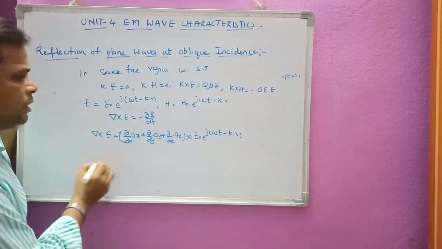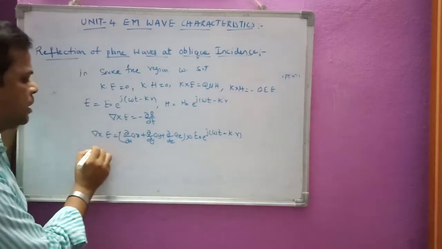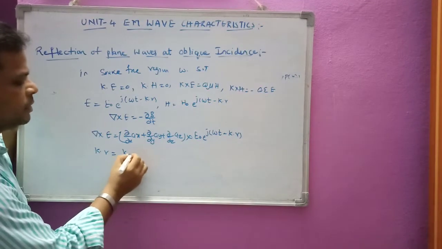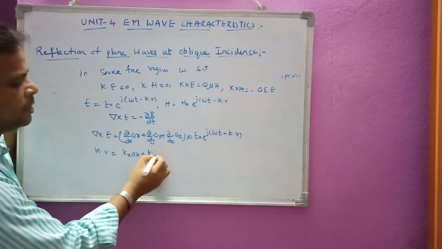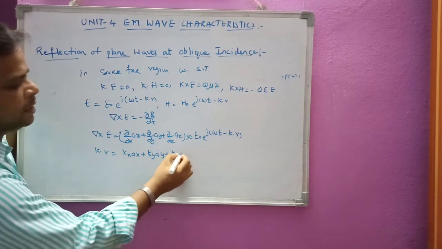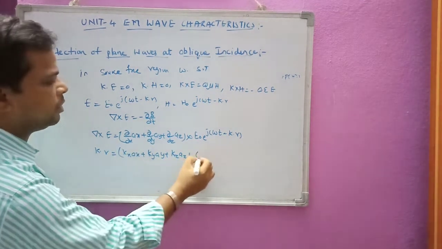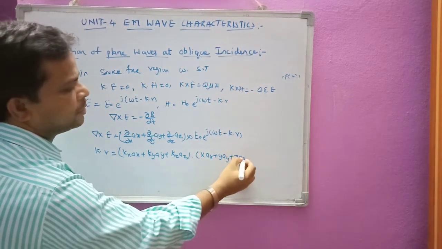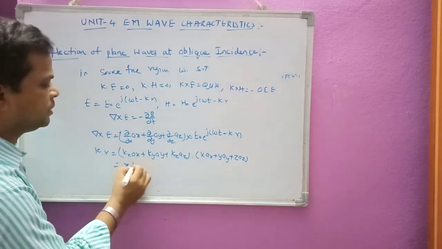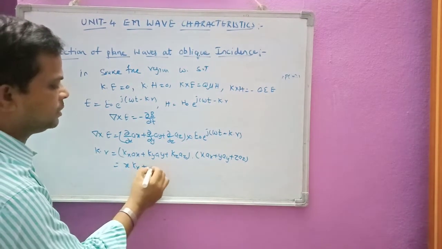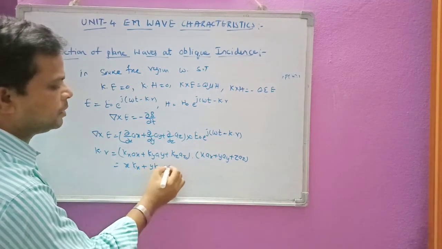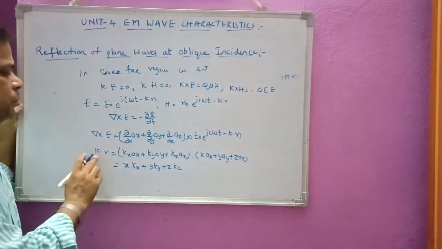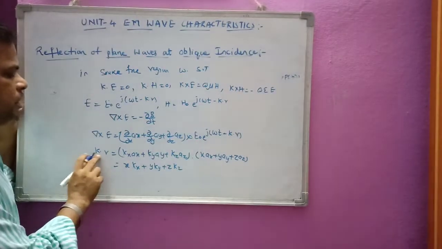Now k dot r we'll try to define first of all. First of all we'll take the dot product of k dot r. K we have taken as kx ax plus ky ay plus kz az, and r as x ax plus y ay plus z az. If I take the dot product here, I will get kx x plus ky y plus kz z. So this is the equation we are going to get.